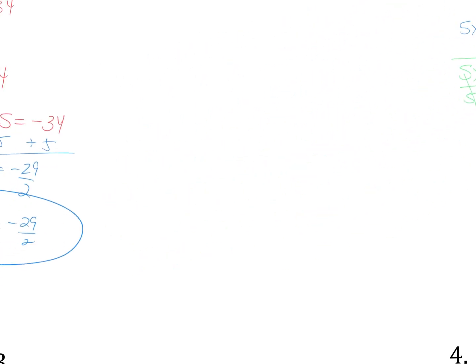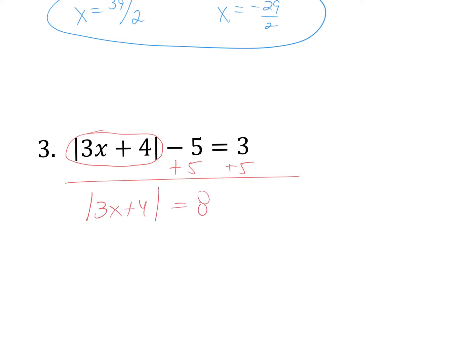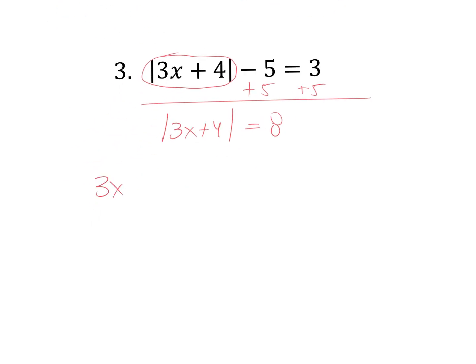All right, scooting down to number 3. Again, we're going to isolate. So we're going to add 5 to both sides. Absolute value of 3x plus 4 equals 8. Now that the absolute value is completely by itself, we can split it up. 3x plus 4 equals positive 8. 3x plus 4 equals negative 8.